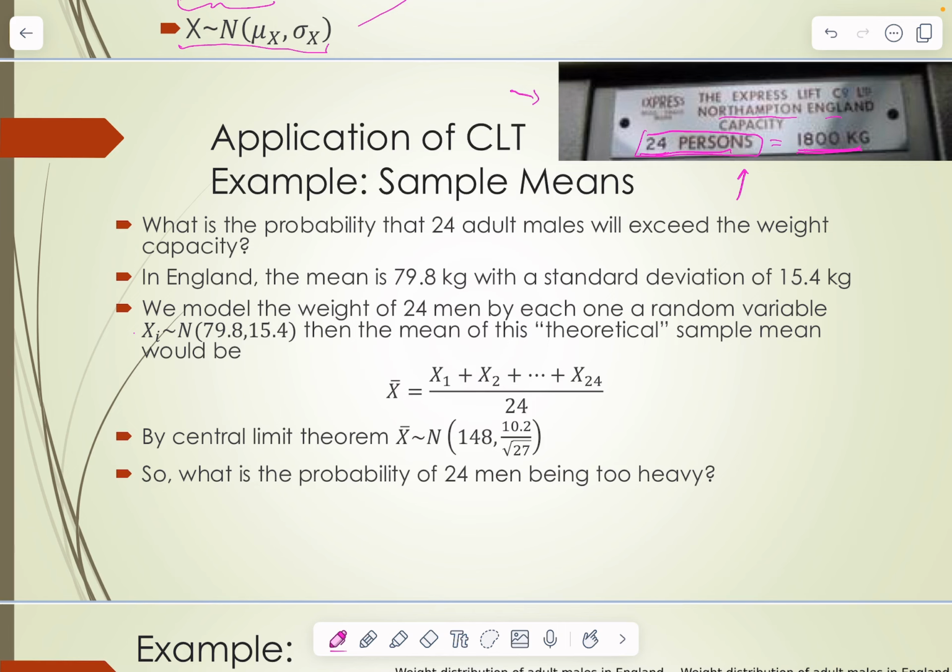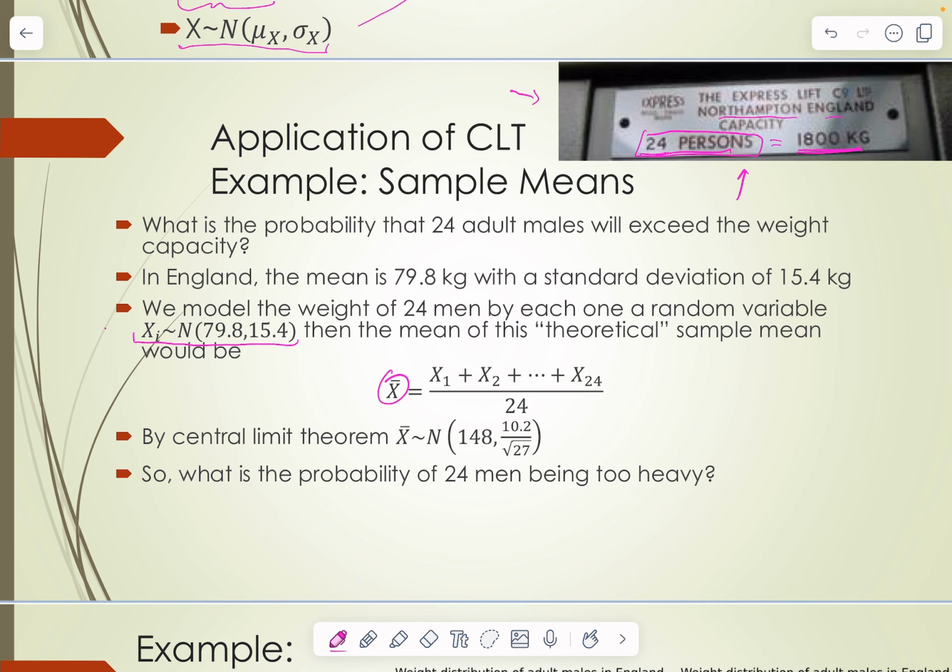What is the probability that 24 adult males will exceed the weight capacity? In England, the mean weight of males is 79.8 kilograms with a standard deviation of 15.4 kilograms. We model the weight of the 24 men by a normal random variable with mean 79.8 and standard deviation 15.4. Then the mean of this theoretical sample mean would be this. So this is the mean of a random variable that models my sample mean.